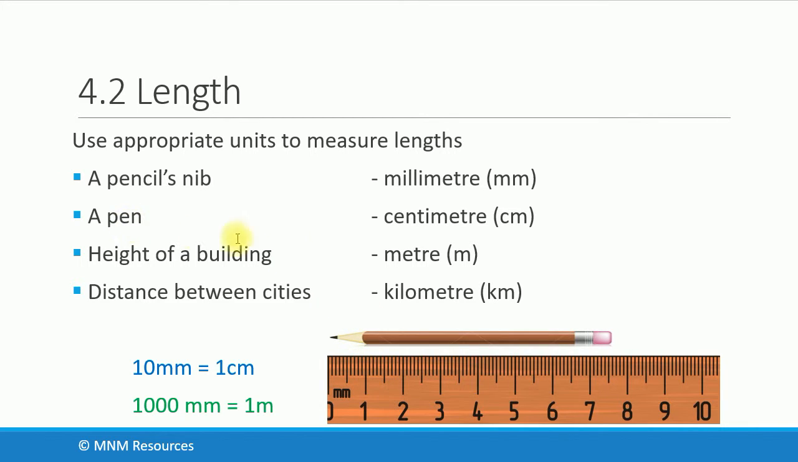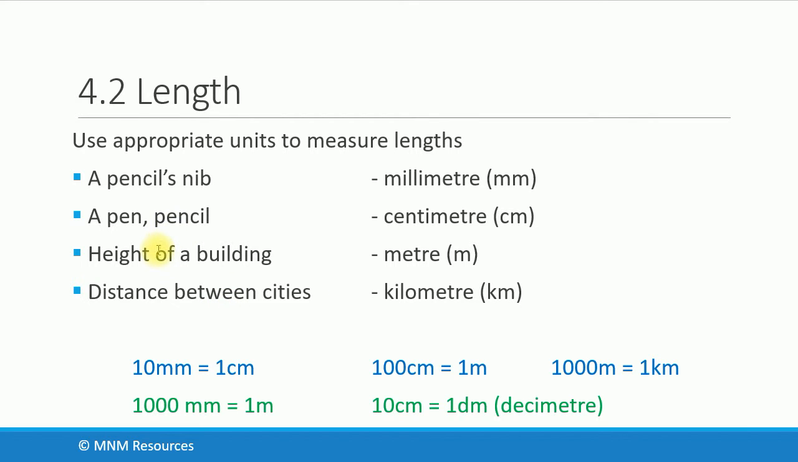To measure a pen or a pencil, you can use centimeter. That is more appropriate because millimeter will be too small. So here you can see this pencil is about 7.5 centimeters. Whereas if you want to measure the pencil's nib, this small amount is roughly close to about 3 millimeters.